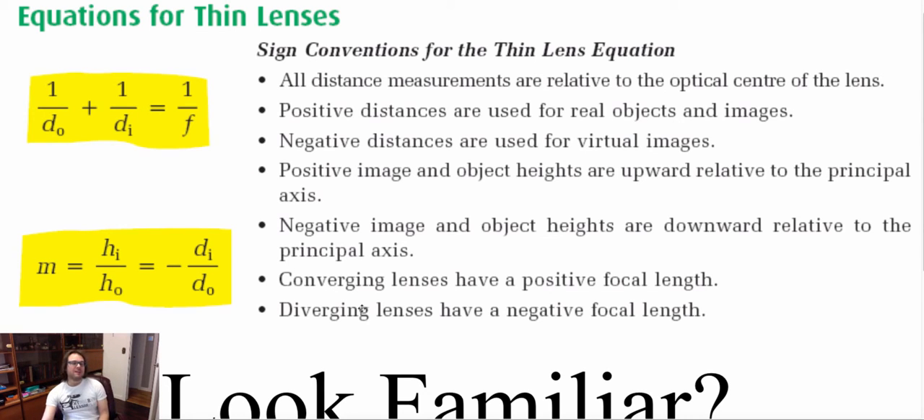So anytime it's diverging, it's going to be a negative, and every time it's converging, it's going to be a positive. Because on diverging lenses, if we think about it, our focal distance is going to be on the same side as our image. Whereas converging lenses, the focal distance will be on the opposite side of the image.